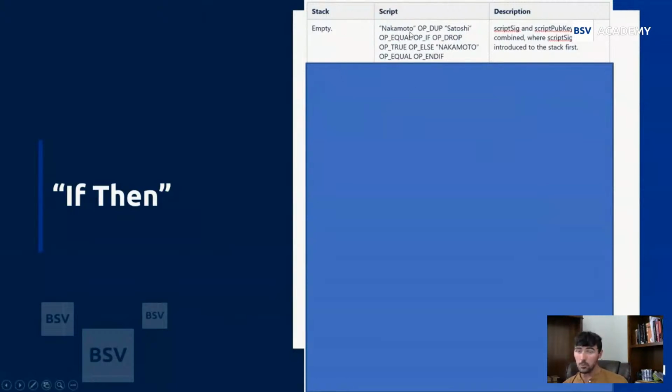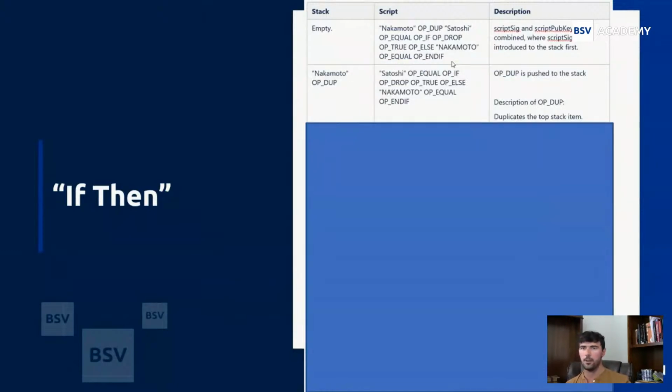So we're going to try the answer Nakamoto, and then our locking script is going to be everything starting with opdupe. Basically what this script is going to do is check, okay, well, the answer can be one of either Satoshi or Nakamoto. So let's duplicate the answer that is given and check it against both Satoshi or Nakamoto. And then we can just walk through this step by step here.